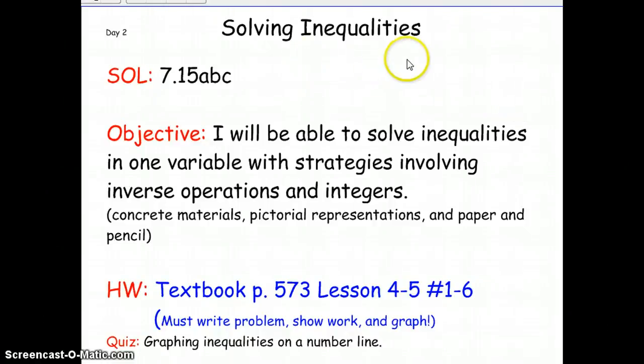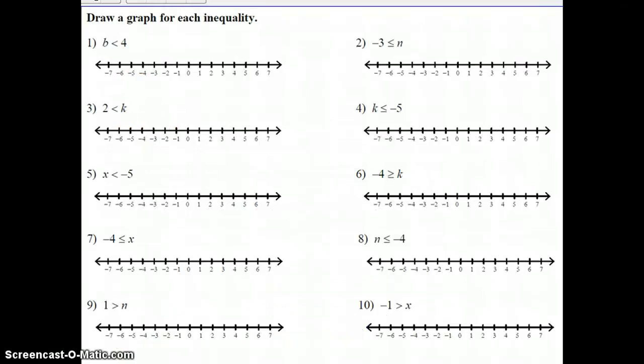Day 2, Solving Inequalities. You will be able to solve inequalities in one variable with strategies involving inverse operations and integers. Your homework is on page 573, lesson 4-5, numbers 1 through 6. You must write the problem, show the work, and graph. We will be having a graphing inequalities quiz on a number line tomorrow, so be ready for that.